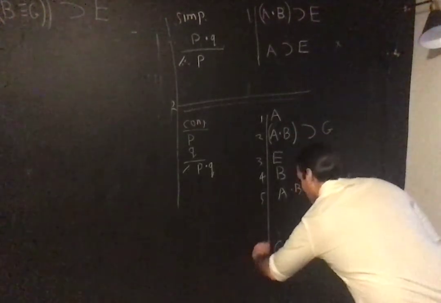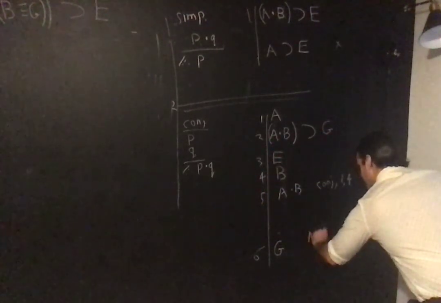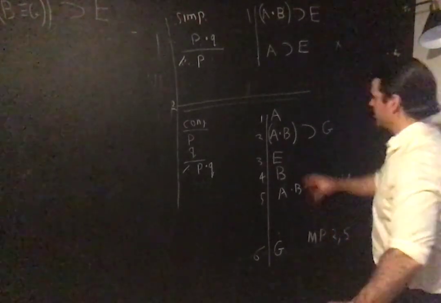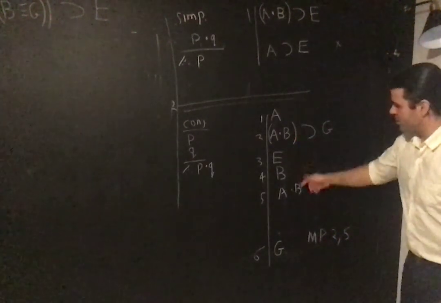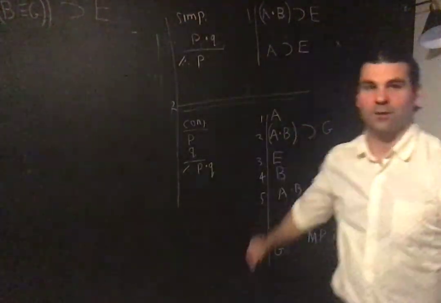And then 6, I'm done. 2 and 5, modus ponens. M P, 2, 5. There you go, there's a proof. But see how I used conj when I saw that I could put these together to get the antecedent of that conditional.